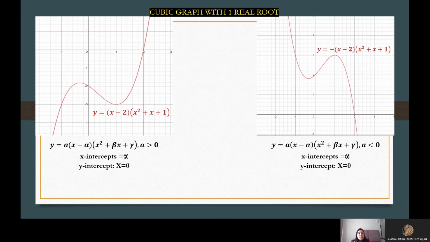And the last one is the cubic graph that only has one real root. This one is the basic form of the equation after we factor out. It only has one intercept, and the intercept is the root that we have.